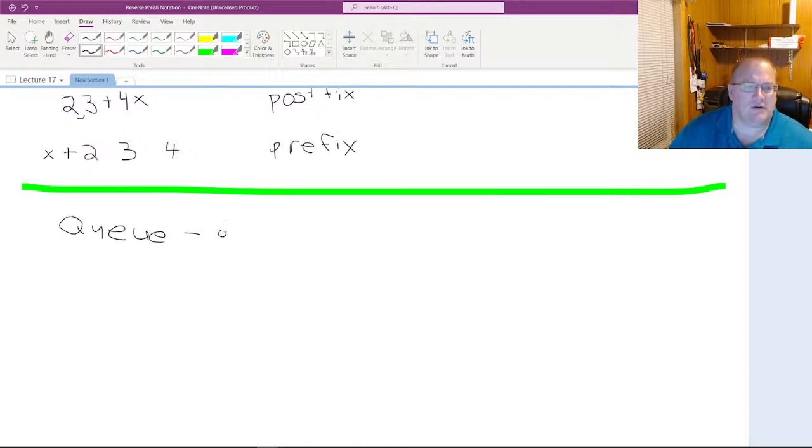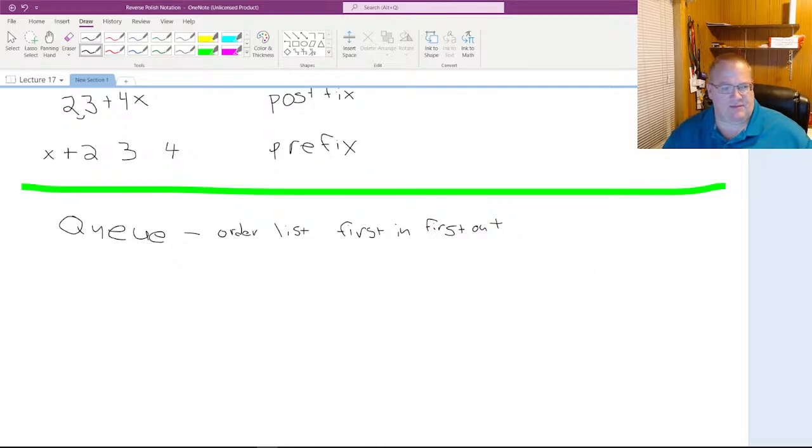So a queue is just an ordered list. But it's more than that. It's first in, first out. And we conceptualize that so the first thing that goes into a queue is the first thing that's going to come out. So we can put things into an order in a queue, and then we can just output them all at the same time. Okay, the next thing we're going to introduce here is a stack.